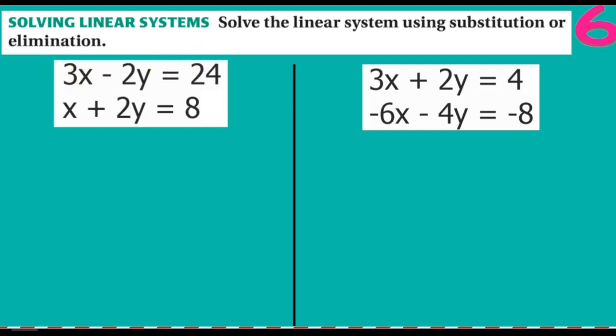This one we have to solve using elimination or substitution. If I look and see 3x and x and negative 2y and 2y, I know that immediately I can eliminate the y's because I have a negative 2y and a positive 2y. If we add these two together, 3x plus x gives us 4x. Negative 2y plus 2y gives us 0, it eliminates. And 24 plus 8 equals 32. If we divide by 4, we get x equals 8.